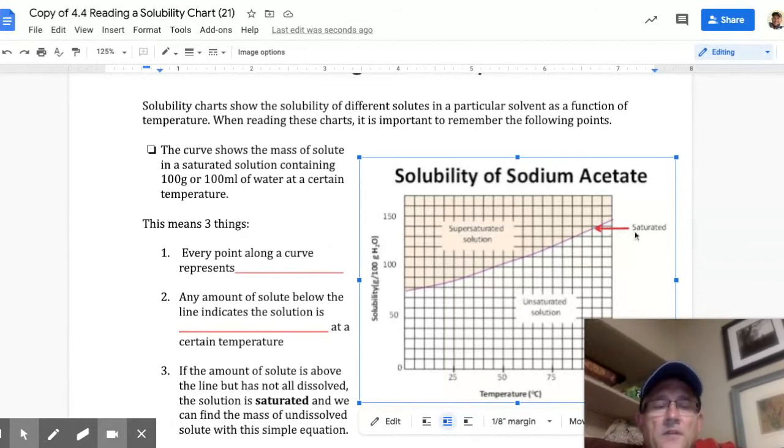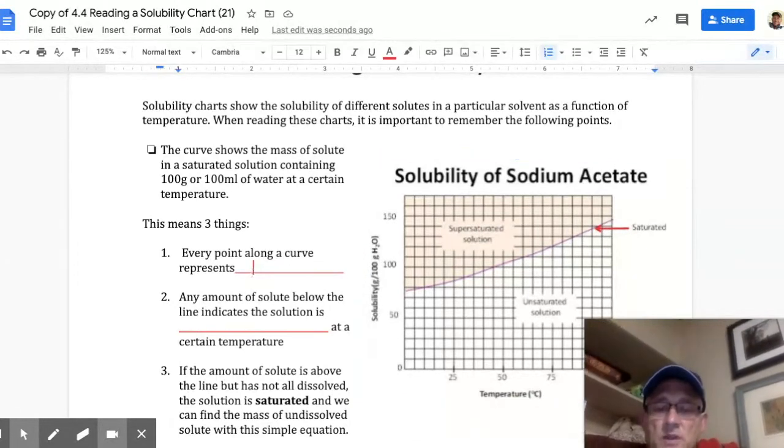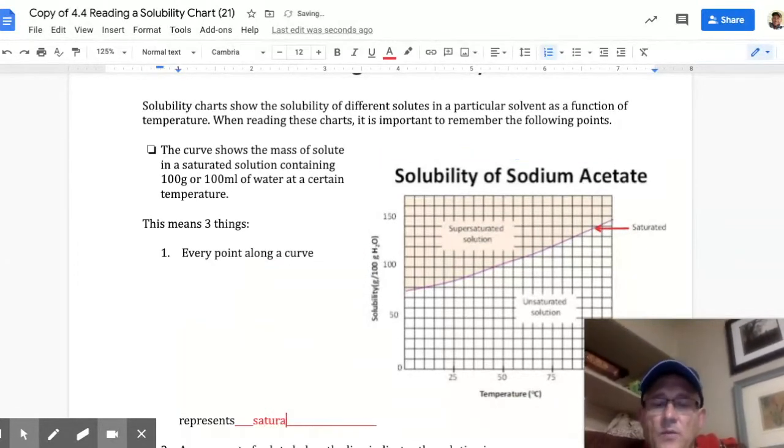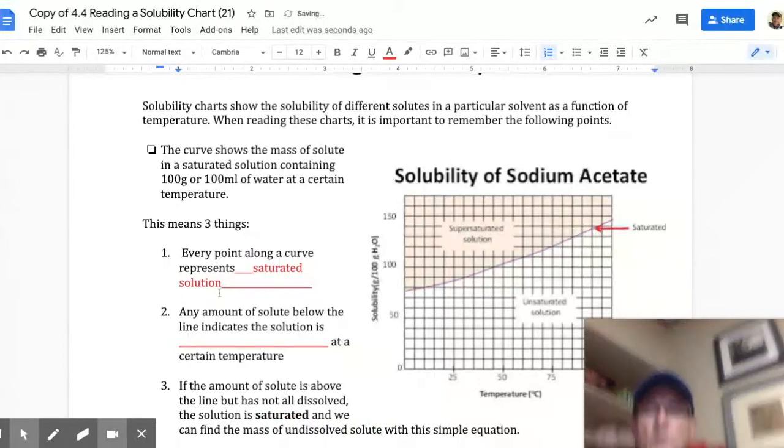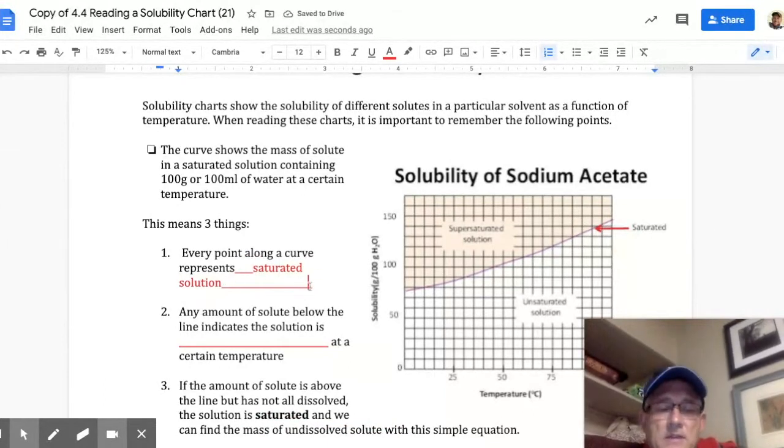Now, one of the things that's very important is, if I'm looking at every point along this curve here, this is a particular graph of sodium acetate and its solubility at different temperatures. Every single point along that graph is a saturated solution. And it's really important that we remember that it represents a saturated solution. So you want to go ahead and type that into that section there.